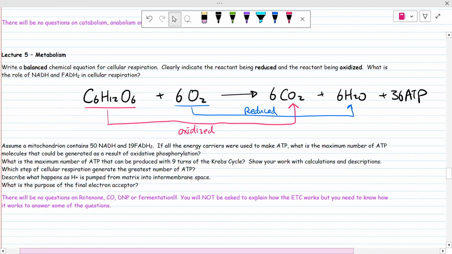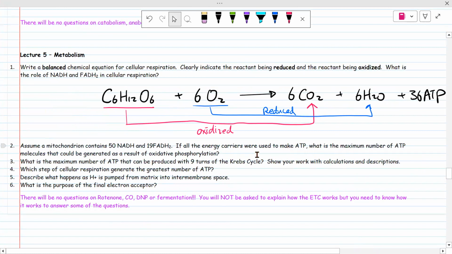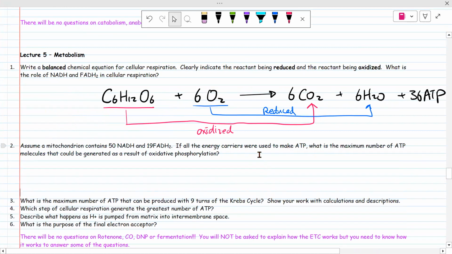So why do you need your calculator? Well, you will need a calculator for something like this. Assume a mitochondrion contains 50 NADH and 19 FADH2. If all the energy carriers were used to make ATP, what is the maximum number of ATP? You should know how to do this. Plug it in and tell me. 108? Oh, sorry. 188? Anyone else?